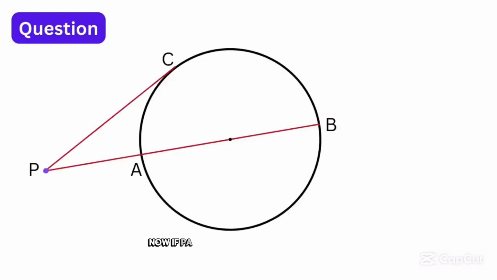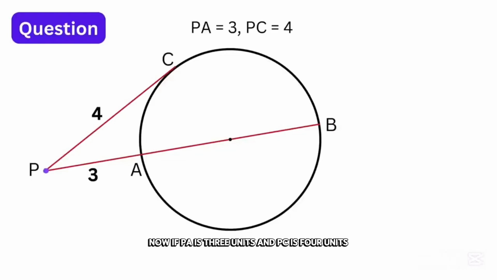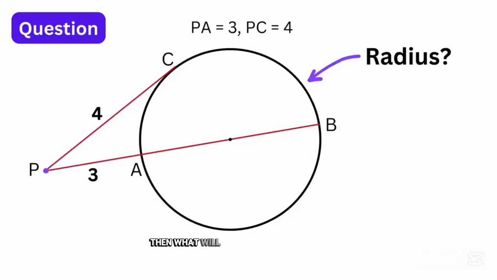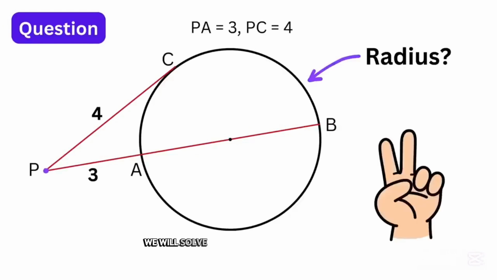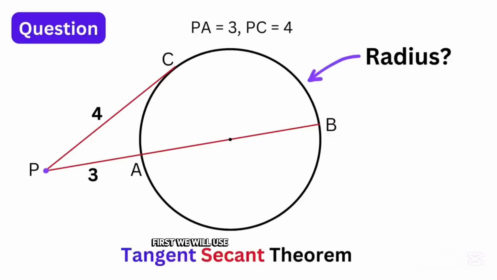Now if PA is 3 units and PC is 4 units, then what will be the radius of this circle? We will solve it using two different methods. First, we will use tangent secant theorem.